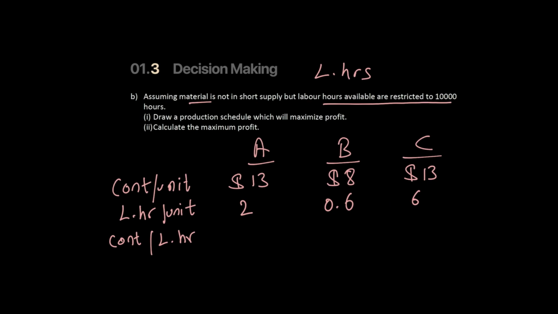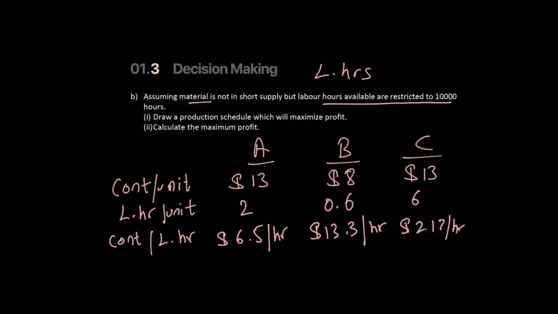Okay, so now let's calculate contribution per labor hour. For A, you should get 6.5 per hour, that's 13 divided by 2. For B, you should get 8 divided by 0.6, that is 13.3 per hour. Now you can see that compared to A, B becomes a lot more profitable for us with labor hours. And for C it's 13 for 6 hours per unit. That's 2.16 or 2.17 per hour.